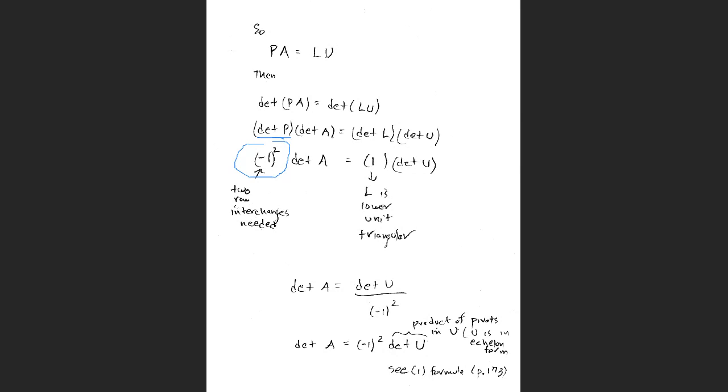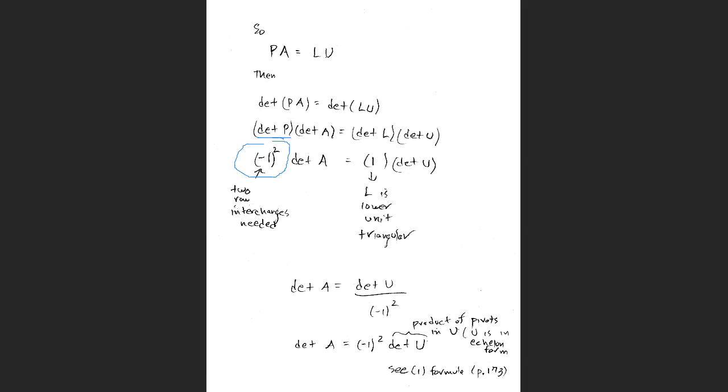And by the way, the general formula would be the determinant of the permutation matrix is -1 to the rth power, where r is the number of row interchanges. And if you go to section 3.2, page 173, look at Formula 1 there, and you'll see the connection.